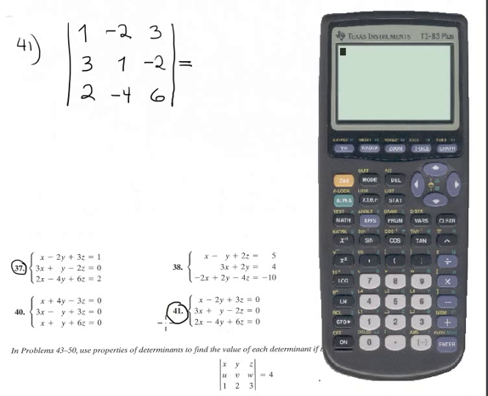Okay, 41, this is the system, and this is the determinant associated with this matrix, this system. In this case, I want to compute directly using a calculator. I edit this matrix inside the calculator, matrix A: 1, -2, 3, 3, 1, -2, 2, -4, and 6. I compute the determinant using the calculator. Mathematic option 1 of the matrix A. And the answer is, wow, it's 0.